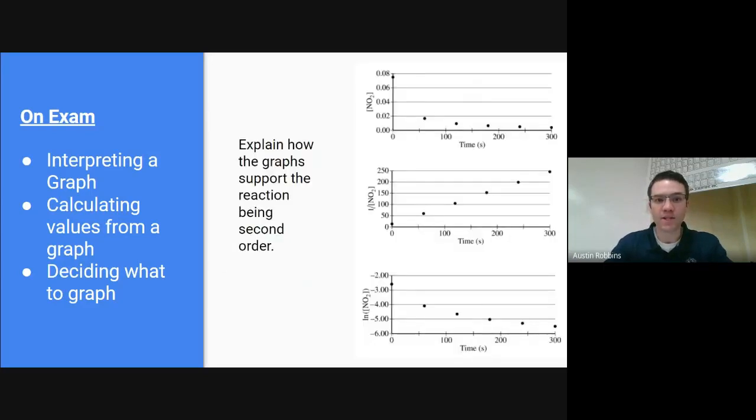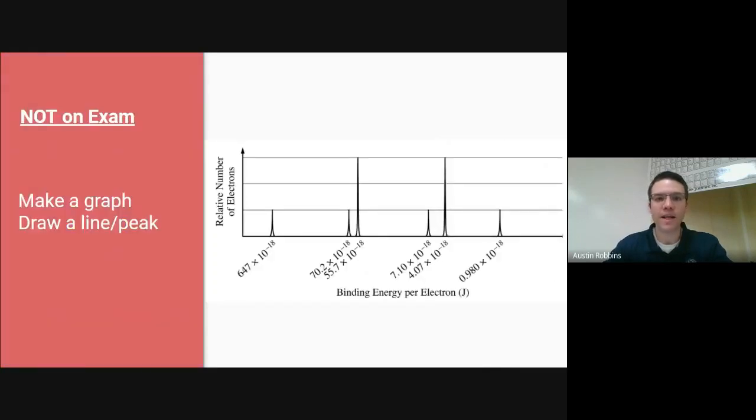You might have questions that ask you to explain how the graphs, so they still give you a set of graphs, support a reaction being second order or first order or 0 order. And you won't have to draw on the graphs, but you have to refer to the graphs. So you will be interpreting graphs. You just won't have to draw them. They won't give you a blank graph and ask you to sketch a second order, first order graph or what it looks like. Okay, so not on the exam.